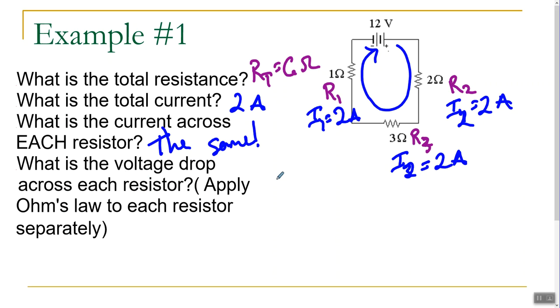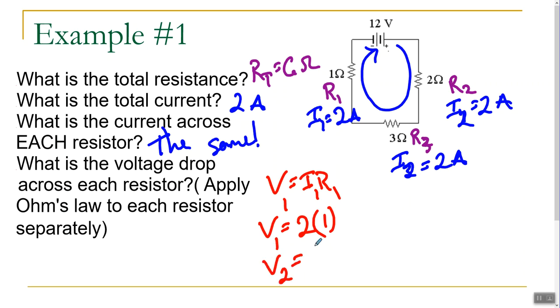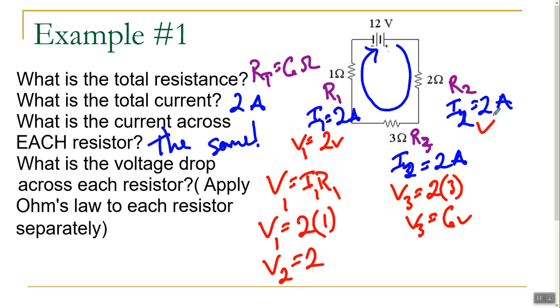What is the voltage drop across each resistor? How do I find the voltage at each resistor? Well, voltage 1 equals current 1 times resistance 1. Do I have the first current and the first resistance? Yeah. So voltage 1 equals 2 amps times, well, the resistor at resistor 1 is 1, so we get 2 volts. If we do the same thing for the 3 ohm resistor, it's going to be 2 times 3. The voltage at the 3 ohm resistor will be 6 volts. And then the voltage at the 2 ohm resistor is going to be 2 times 2. So the voltage here is going to be 4 volts.